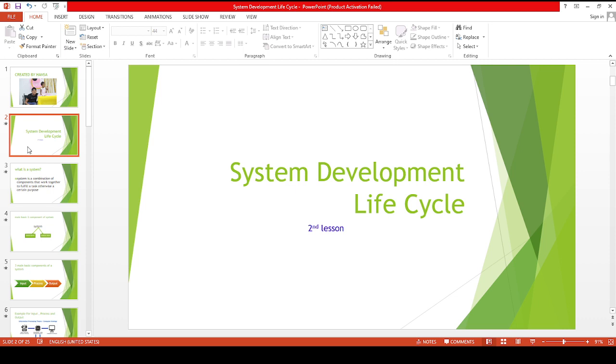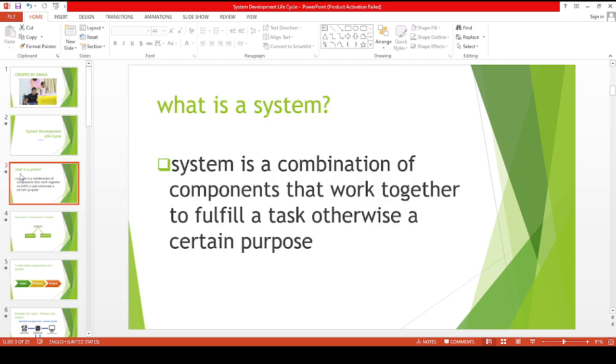Today's lesson I am going to teach system development life cycle, our second lesson of ICT grade 11. Let's go. What is a system? A system is a combination of components that work together to fulfill a task, otherwise a certain purpose.